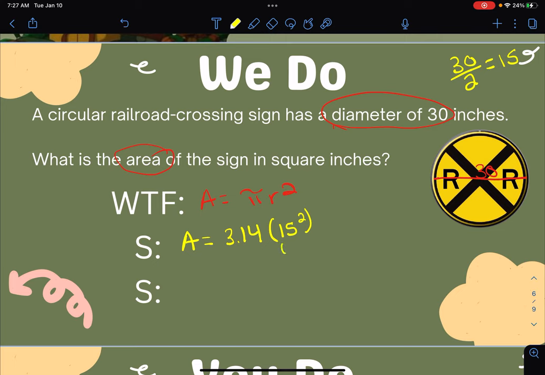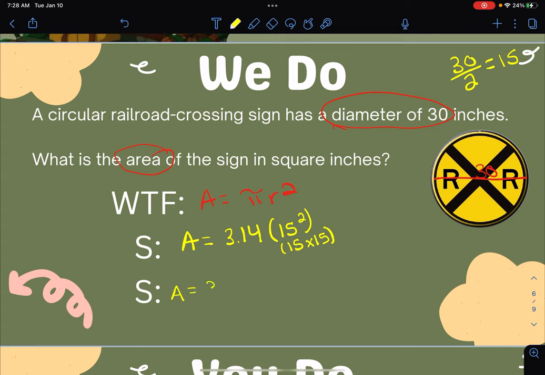Remember, when it's squared, it means you have that number that many times, and then you have a multiplication symbol in between. So whatever the power is, you have that number that many times, and you add a multiplication symbol in between the numbers. So 15 times 15.